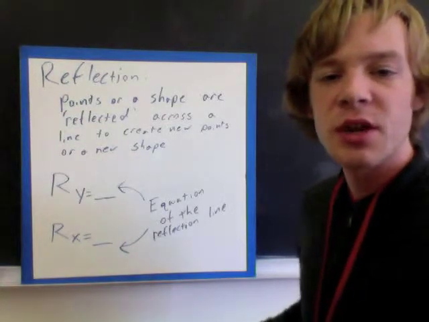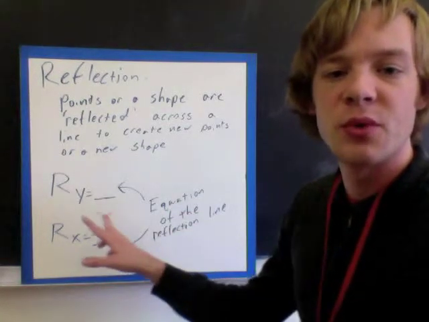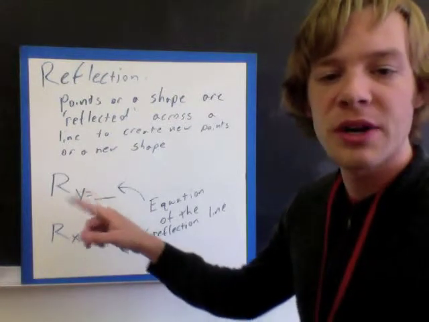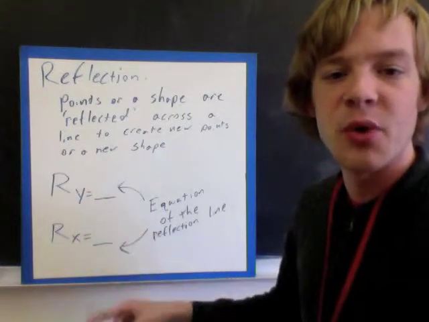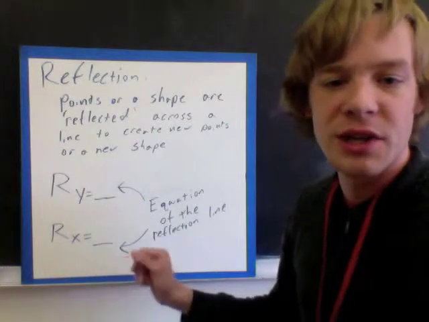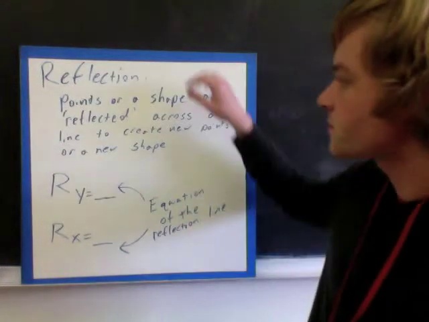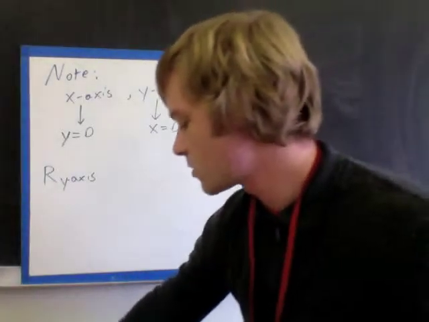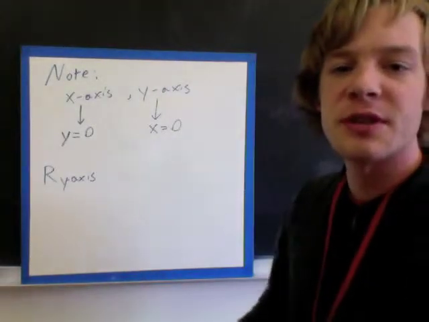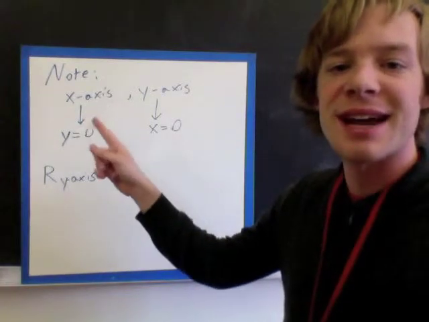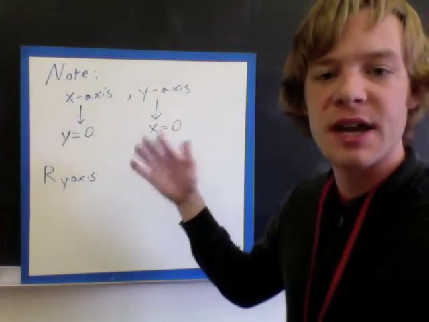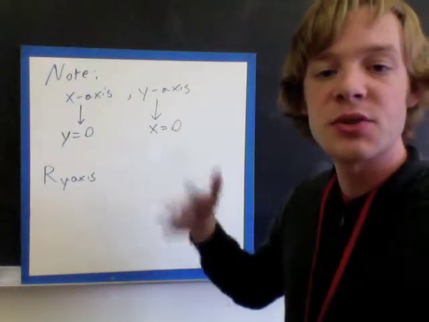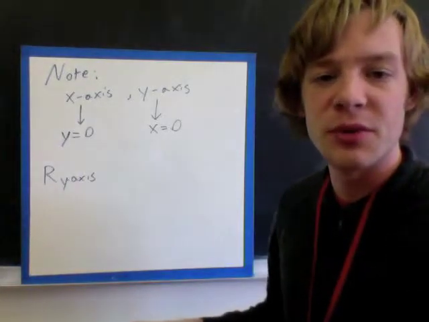But generally, we will have big R, little y equals some number, or we will have big R, little x equals some number. The one exception to this is if we say the x-axis or the y-axis, and these can be translated into the format that we just saw.